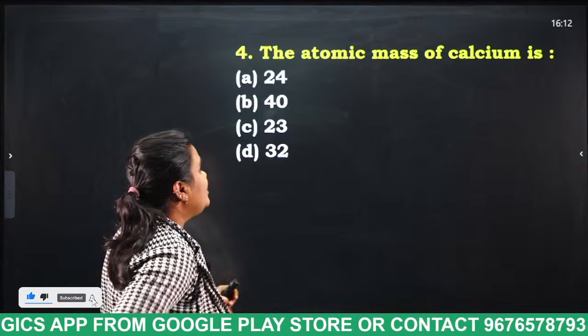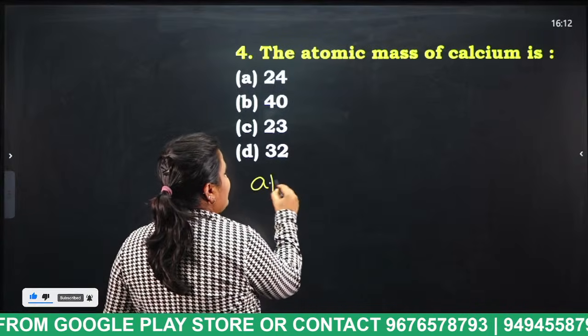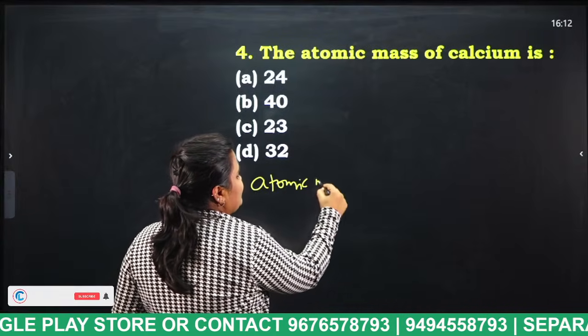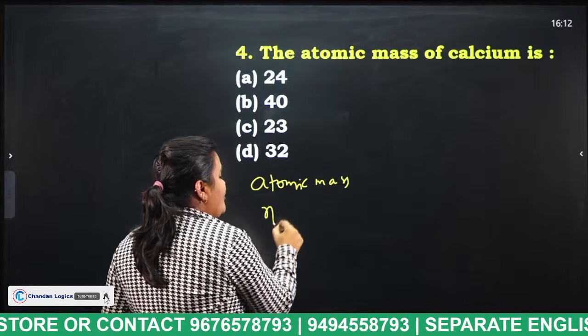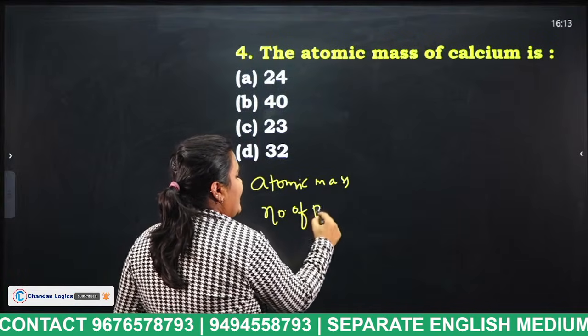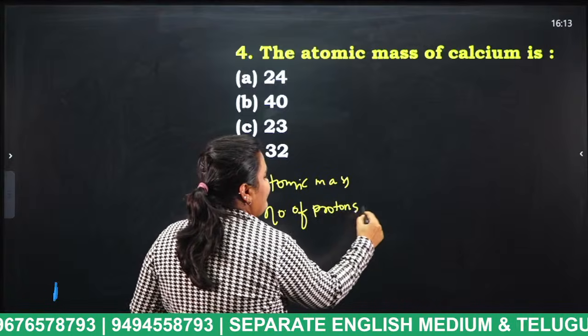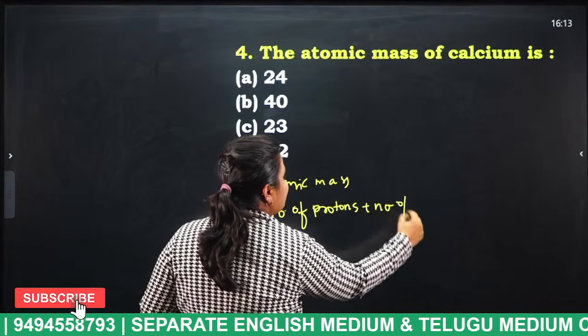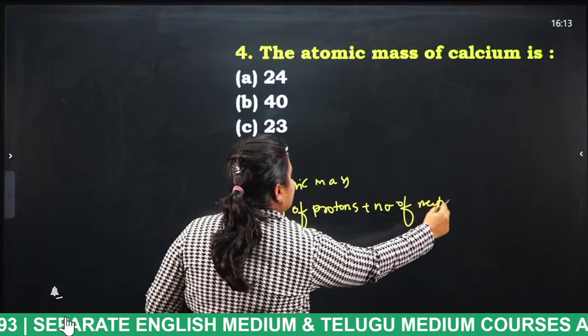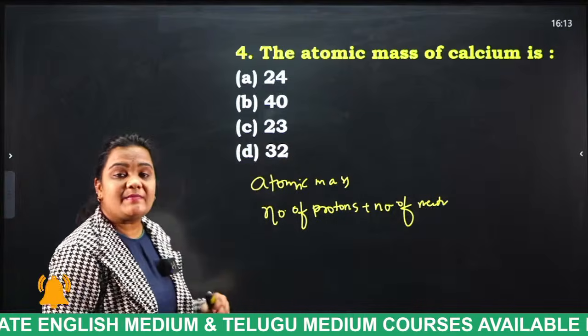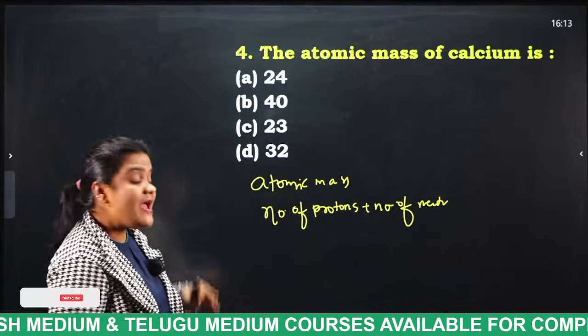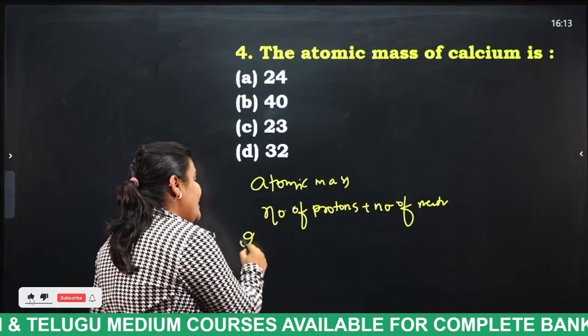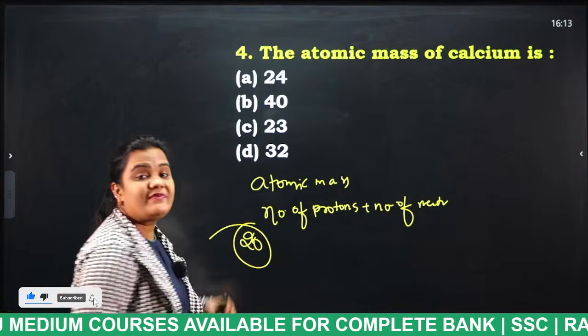And what is the answer for this question? Very good. What do you mean by atomic mass, students? Atomic mass is nothing but the number of protons plus the number of neutrons. So what is the atomic number of calcium? Atomic number of calcium is 20.